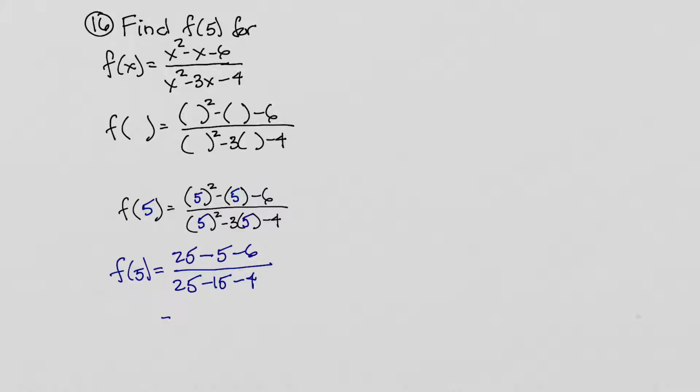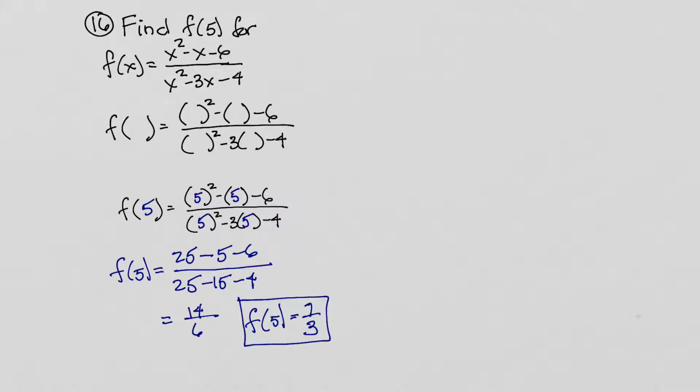And let's continue computing here. So on the top now, 25 minus 5 is 20. Minus 6 is 14, so we'll have a 14 there. And in the denominator, 25 minus 15 is 10. 10 minus 4 is 6. And we can reduce this. So f of 5 equals, now we can divide each one of these by 2, so we'll get 7 over 3. So we'll get 7/3. There we go.